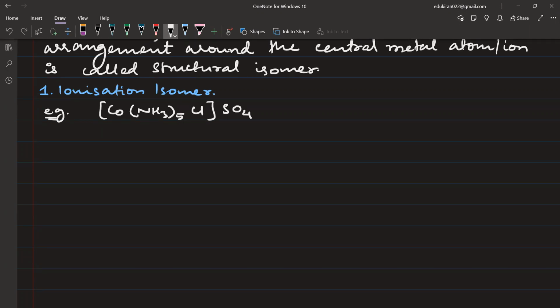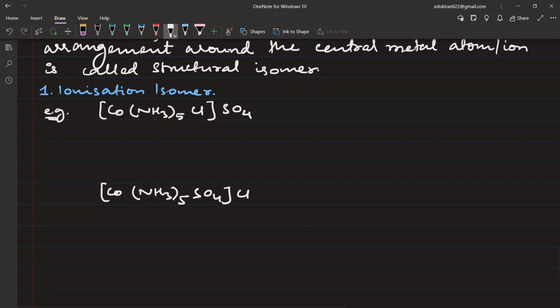And you have another molecule which has the same formula. That means the number of atom types and the number of those atoms are the same. You have one cobalt, 5 NH3, one SO4 and one chlorine. The only difference is the structure. SO4 is inside the coordination sphere in the second case. In the former case, SO4 is outside.